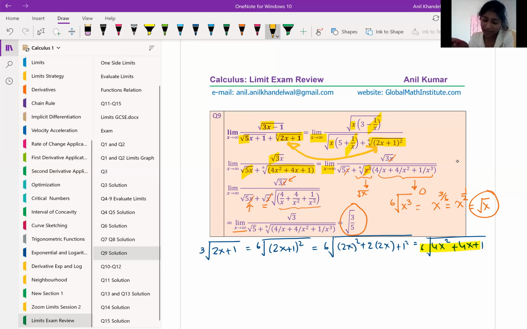Then you sub that whole thing back into the denominator. Then you can cancel all the square root x's, and all the 4 over x squared and everything, because x is approaching infinity, they all become 0. So you finally get square root 3 over square root 5, and that can be written as square root of 3 divided by 5. Perfect. This was actually the most complicated question.